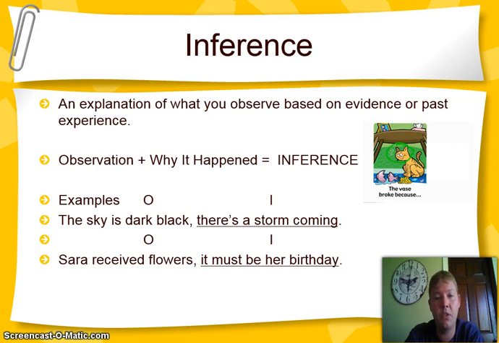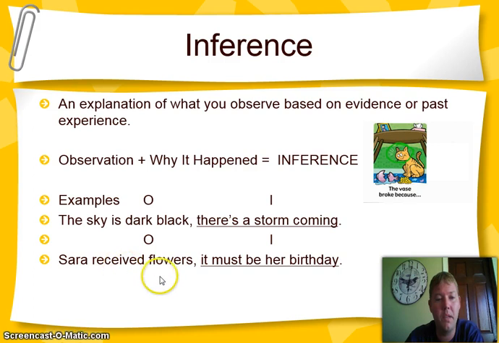Now I want an inference. So now I have to explain that observation. Why do I think that vase is broke? My inference is the cat probably knocked it off the table. That's how an inference works. Here's some examples down here. The sky is dark black. That's an observation. I know from past experience that when I see that the sky is dark outside, there's probably a storm coming. That's my inference. There's a storm coming.